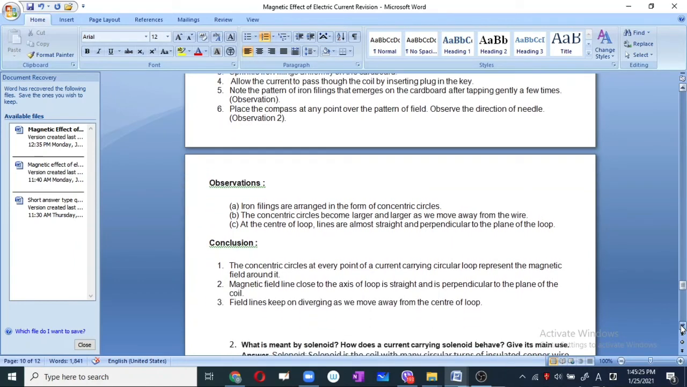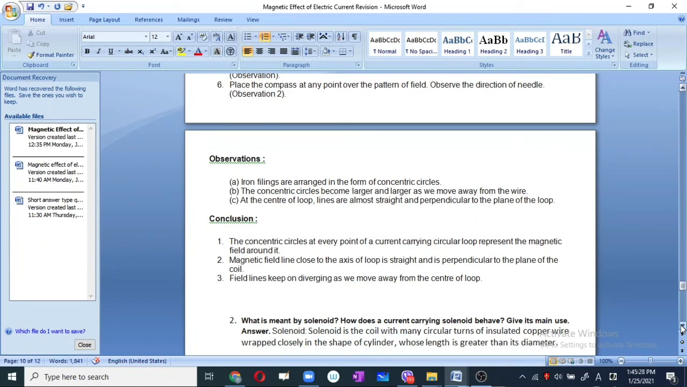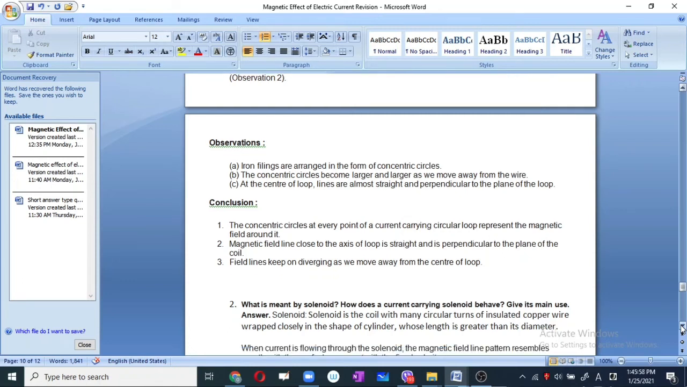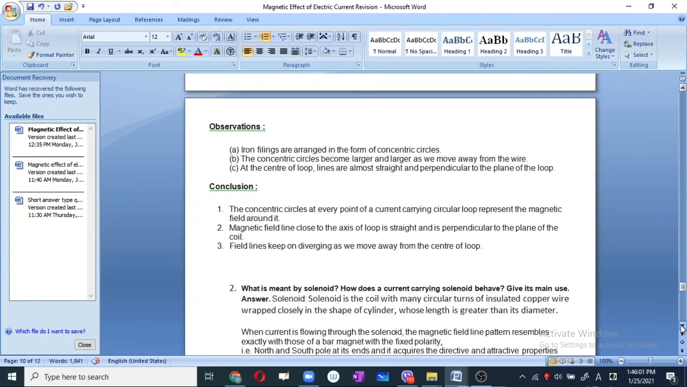Observation: what do we find after doing this? Iron filings are arranged in the form of concentric circles. The concentric circles become larger and larger as we move away from the wire, as discussed in the theory. At the center of the loop, lines are almost straight and perpendicular to the plane of the loop. So at the center, we see the iron dust aligned perpendicular to the plane of the loop.